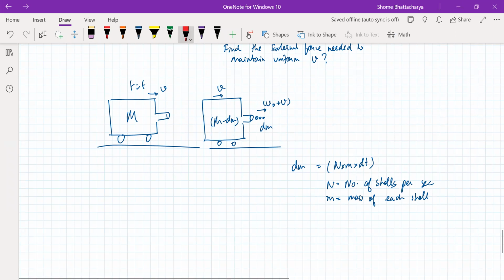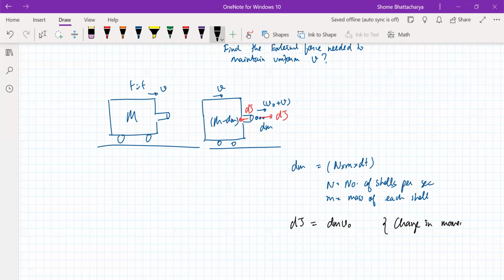So you can see that these have experienced an impulse like this, and that has applied an equal and opposite impulse on the cannon. The impulse applied by the cannon on this mass is dm v naught, because that is the change in momentum of that dm part. It was moving at a speed v before, now it's moving at a speed v plus v naught. So the momentum of that many shells fired in time dt has increased by dm into v naught. So that is the impulse, and an equal and opposite reaction impulse acts on the cannon also.